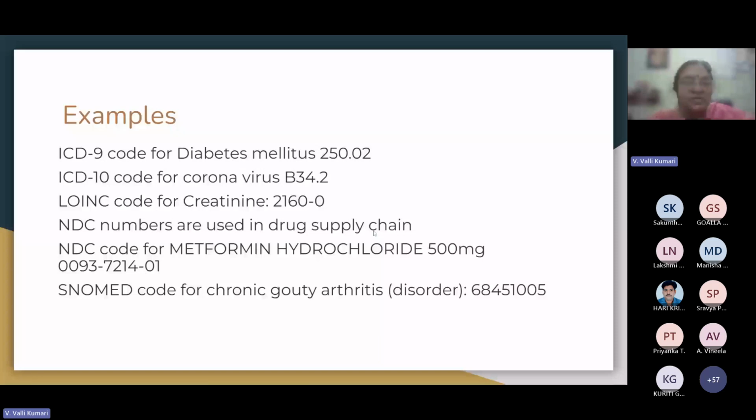Okay, for a 500 mg tablet, they have a code for it. And similarly, there is a SNOMED code for arthritis, gouty arthritis. With this code, they can track the stock they have. Okay, so in the whole portal, the ID is used.